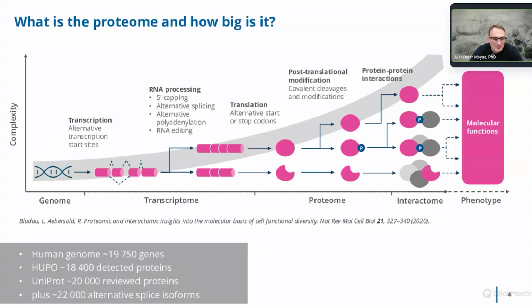So how big is the human proteome? The human genome contains around 19,000 protein-coding genes. The Human Protein Project has detected around 18,000 proteins. The UniProt knowledge base lists around 20,000 reviewed human proteins, plus around 22,000 alternative splice isoforms, totaling over 42,000 distinct sequences. And we would like to identify and quantify as many proteins as possible from this very, very long list during our experiments in drug discovery and drug development studies.